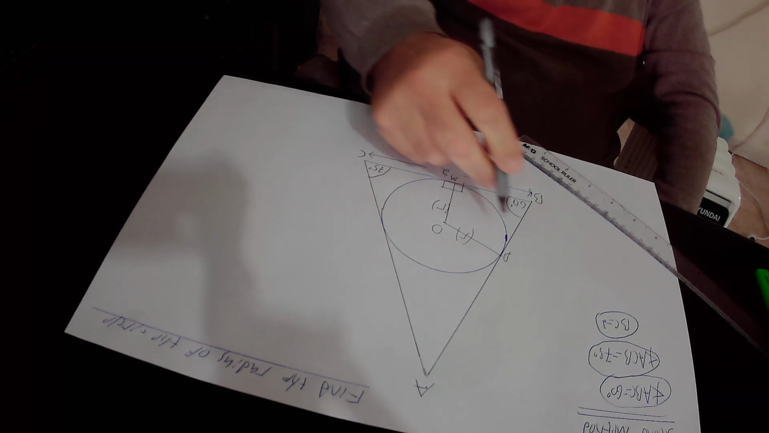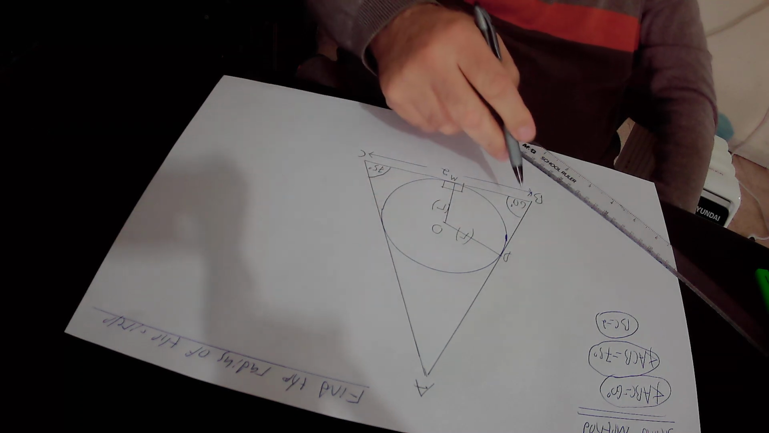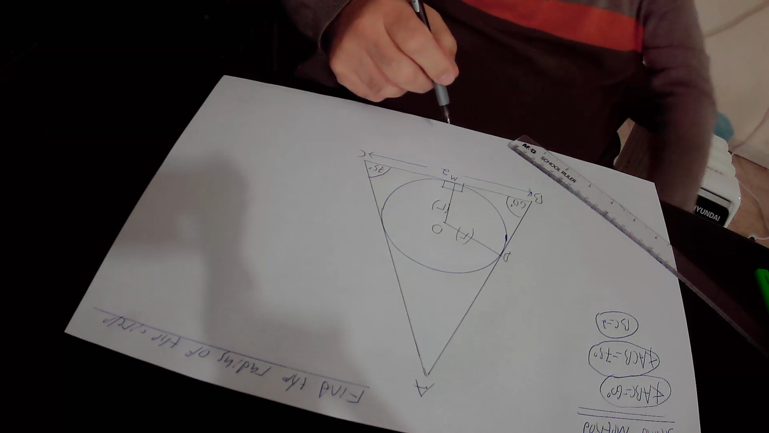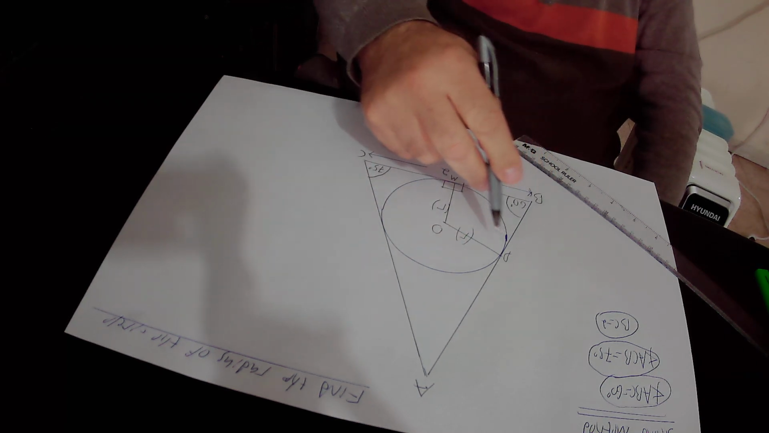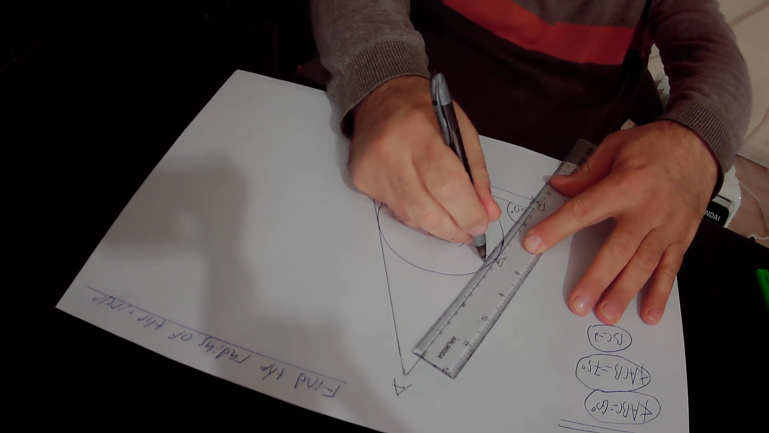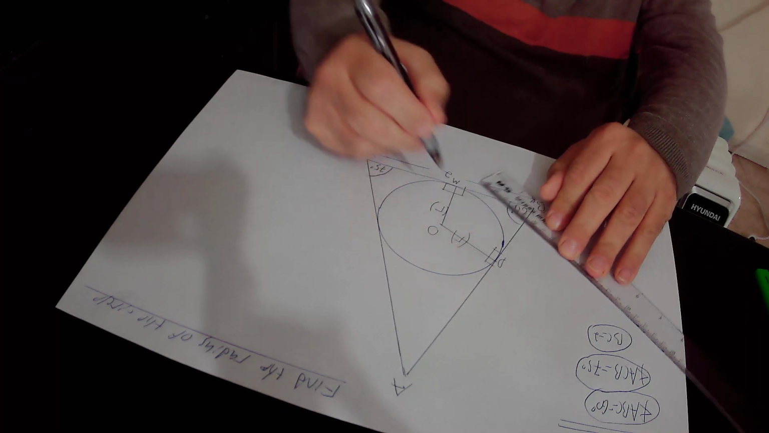Again, the radius OD is drawn to point D, that is the point of tendency of tangent AB with this circle. Whenever we have a radius that is drawn to the point of tendency, then tangent AB will be perpendicular to the radius DO. That is to say, this angle equals 90 degrees, and this angle equals 90 degrees according to rule number 1.